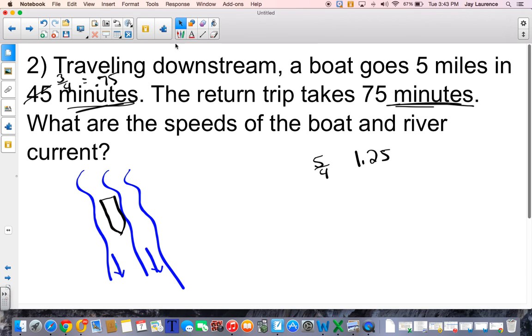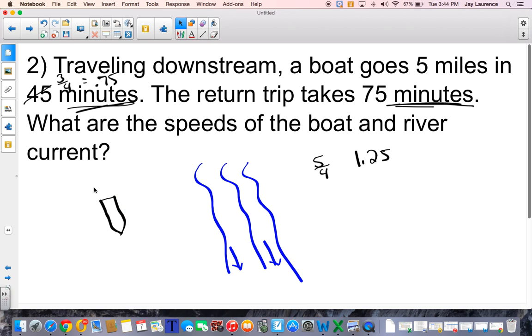And so when it's going downstream, it's going quicker. Whoa, that's crazy. I don't know why. I'm just having boat troubles here.